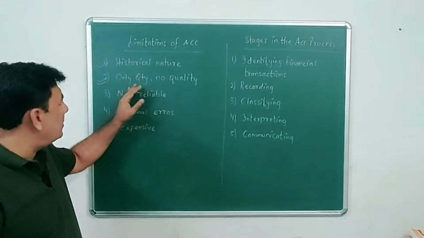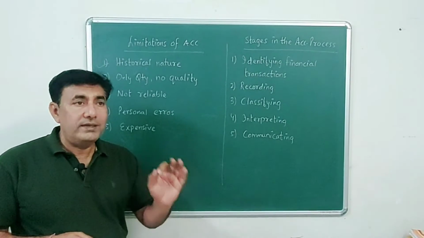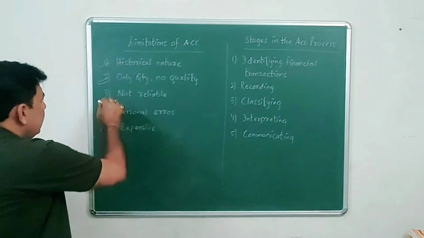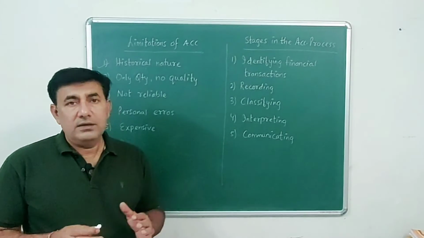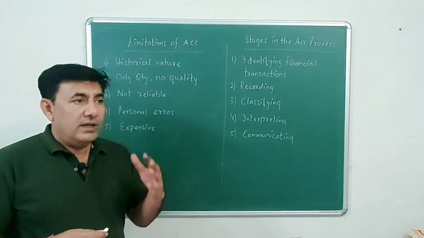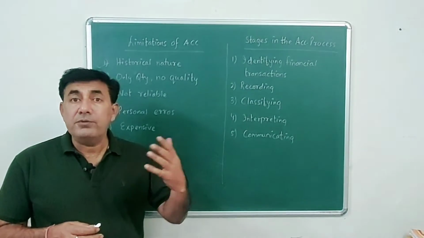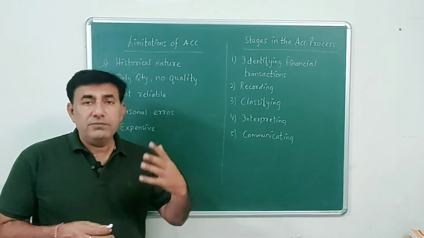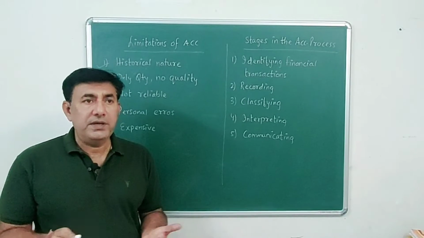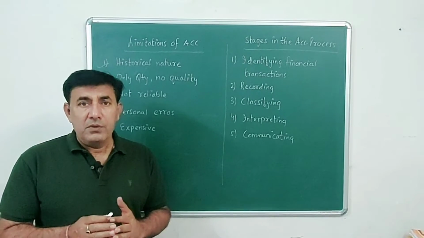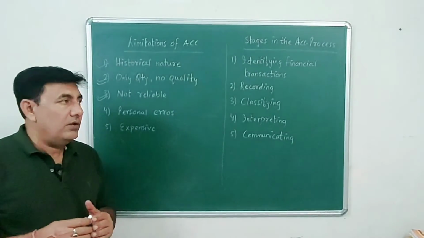Okay, so it only records quantity, that is the quantitative aspect of the transaction, and not the qualitative aspect of the transaction. It is not reliable, because the data and the information are not accurate. There are some items in the accounting which we only expect. For example, when we make a provision for depreciation or provision for bad debt, they are not accurate calculations. They are just anticipation. So we cannot say this is very scientific. Accounting suffers from this drawback, that it is not reliable, and based on this we cannot take strategic decisions.